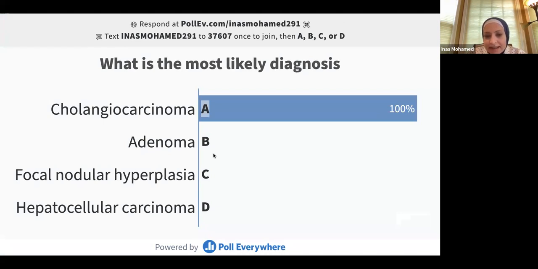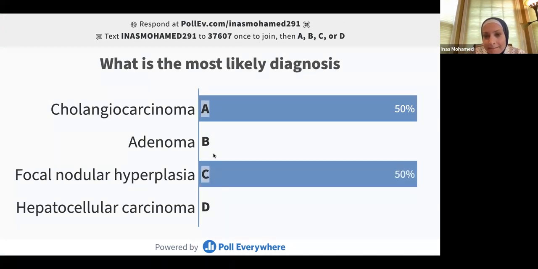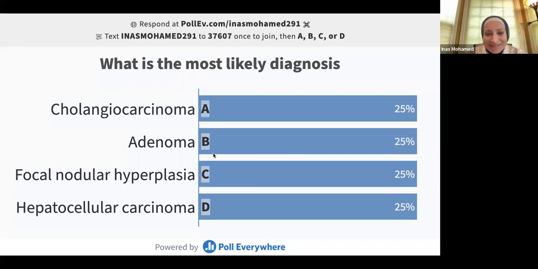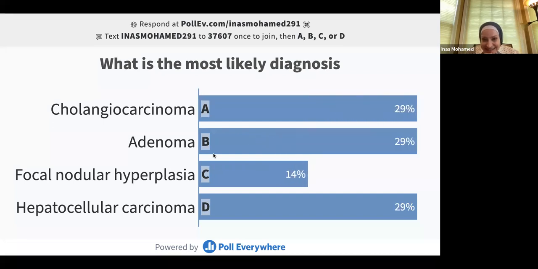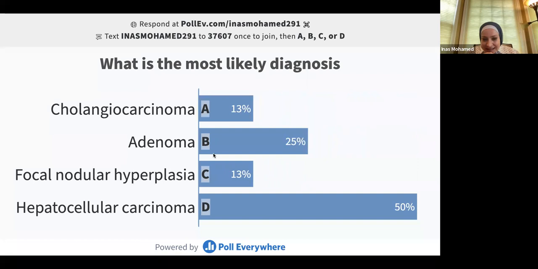Angiocarcinoma. Okay, anybody? We're all over the place. Okay, fine. Okay, vascular carcinoma. Okay, changing our mind. Okay. Angioadenoma, focal nodular hyperplasia.